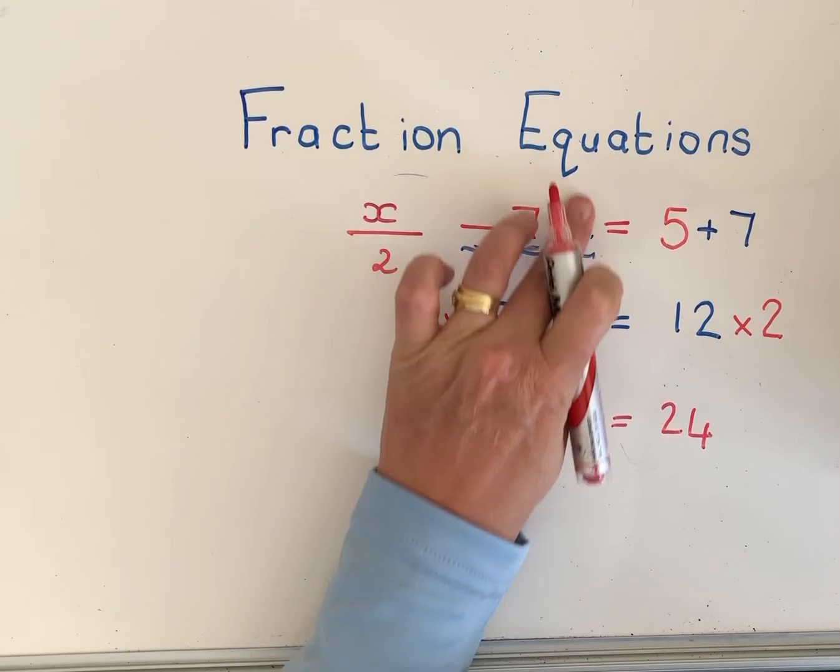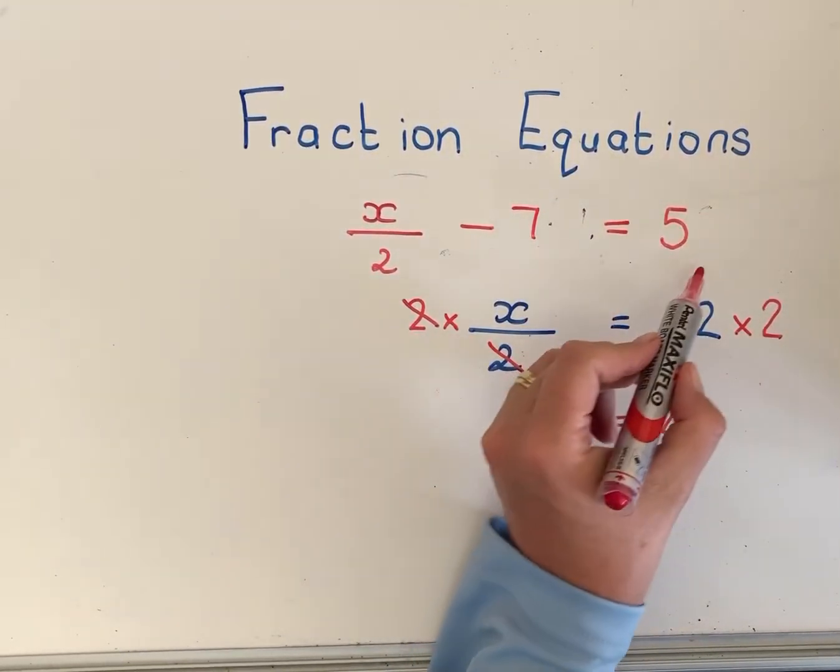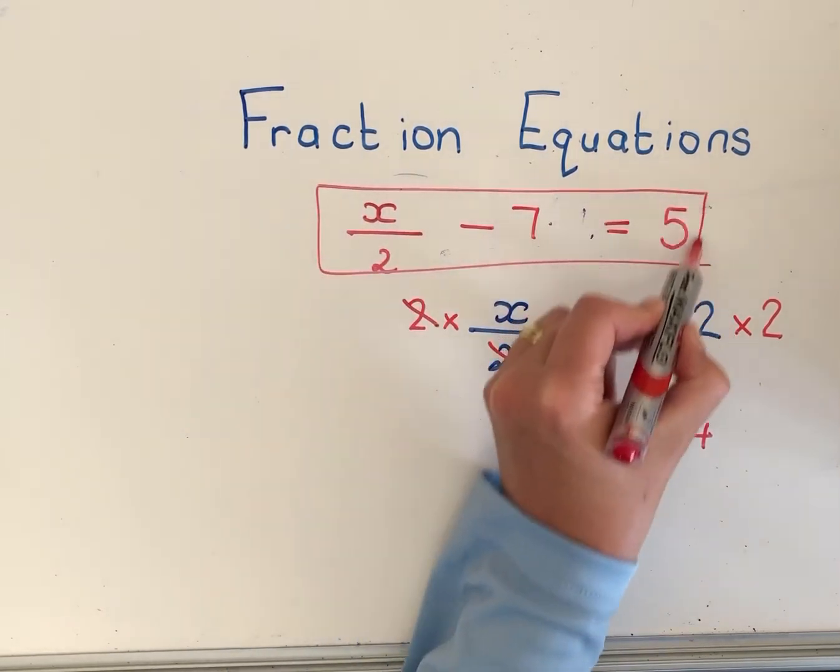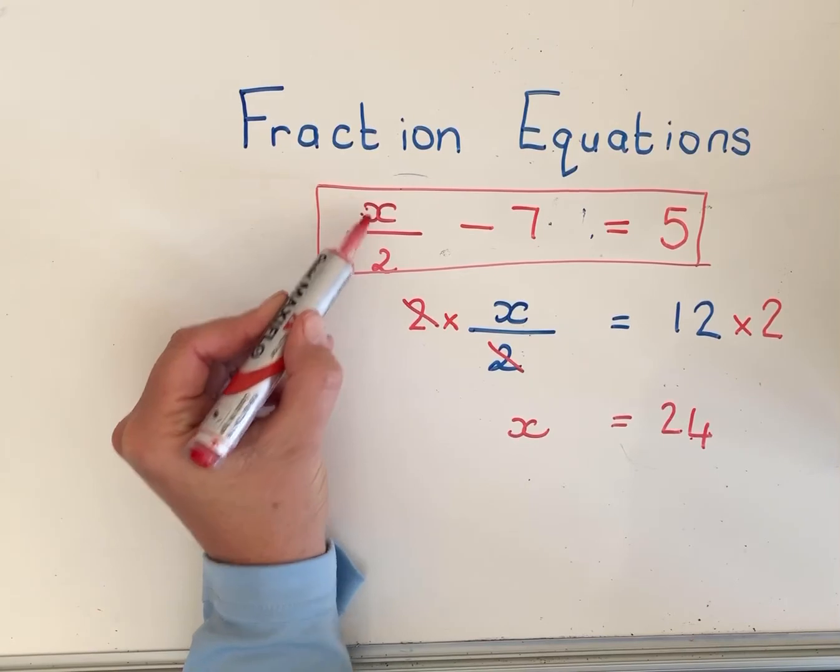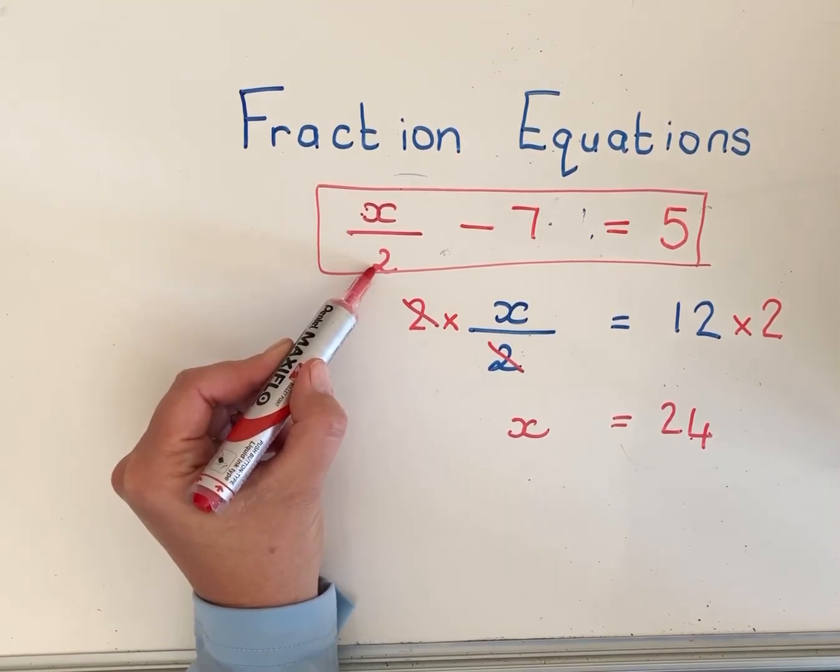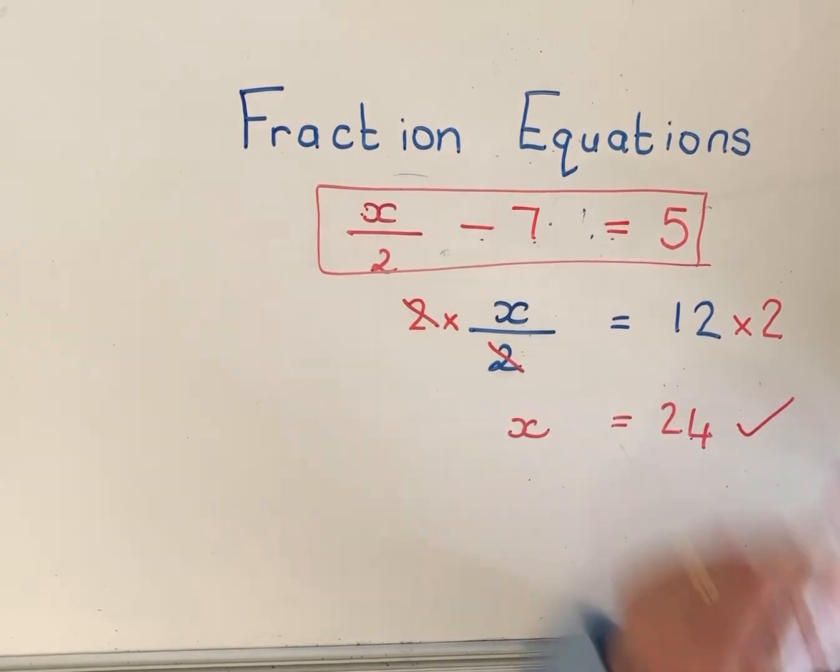And we can always check and see if we're right. Let's go back to the original question. This was the original question. If I put 24 in place of x, 24 divided by 2 is 12. 12 minus 7 is 5. So that's correct.